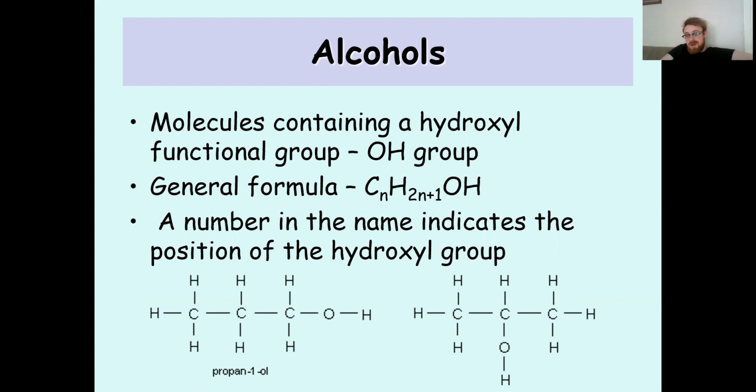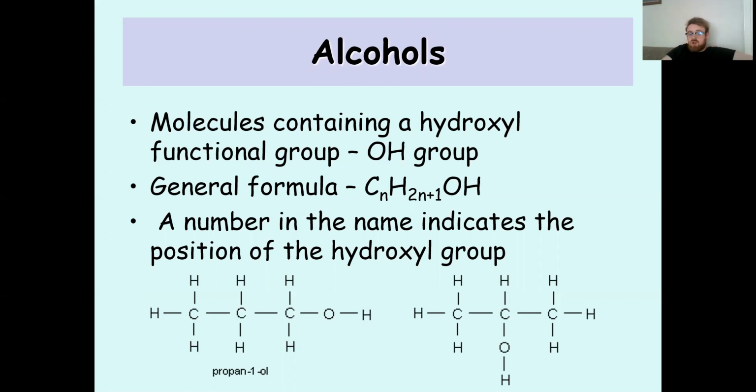So propan-1-ol has the hydroxyl group at the first carbon. If you're looking at that image, remember you can count the carbons from either side. They're counting from this side so that the OH group is the lowest number possible, 1, 2, 3. Propan-2-ol has the hydroxyl group on the middle carbon.